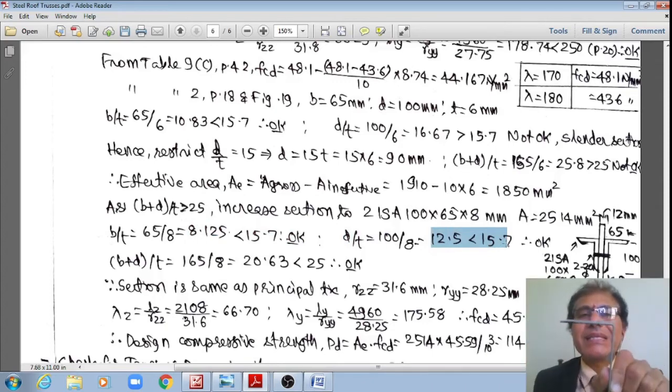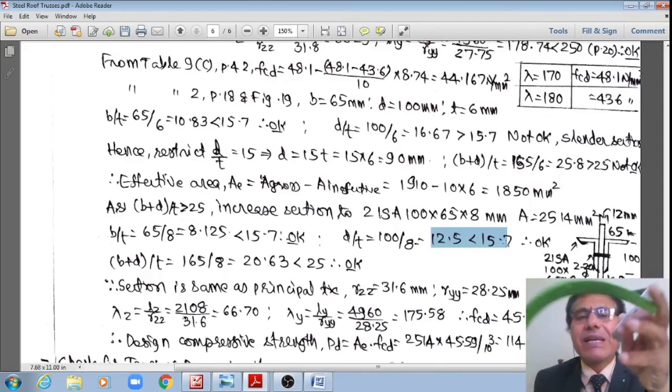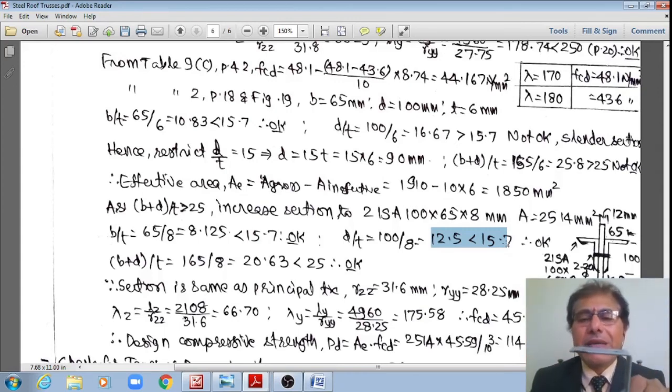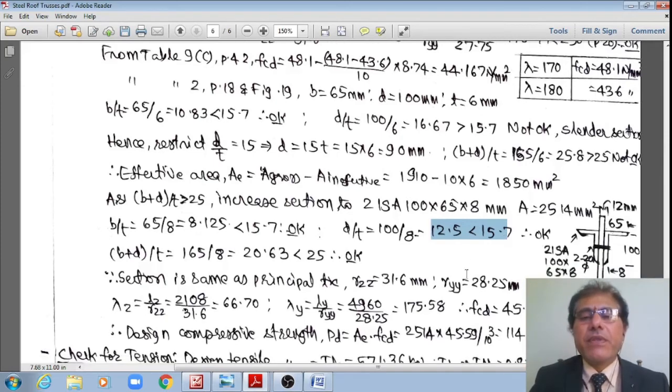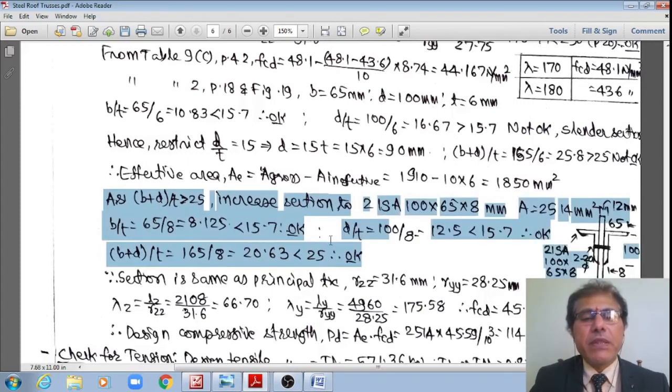Therefore, by increasing the thickness from 6 mm to 8 mm, the slender section has become a semi-compact section. That is how we can make corrections to the designs if they are failing. Now let me check this check also. B plus D is now 100 plus 65, 165, divided by thickness of 8 mm, which is 20.63, less than 25. Therefore, it is okay. There is no problem, and no buckling of this 2 ISA 100 by 65 by 8 section.